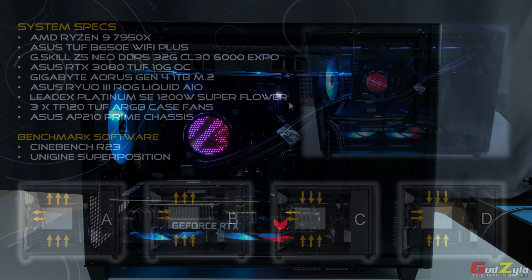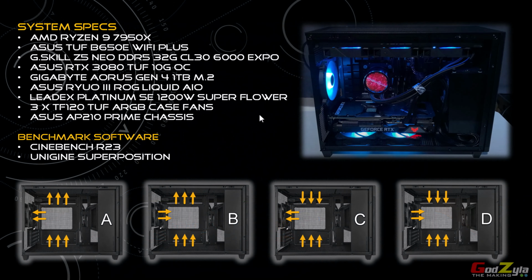Let's begin. Before I talk about the methodology, these are all the PC components that I'll be using. You can pause this video and read through all the specs. There'll be two applications that I'll be using: Cinebench R23, which is meant to stress test the CPU, and Unigine Superposition, which is meant to stress test the GPU.